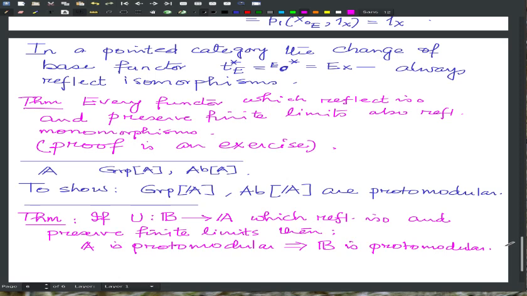So in particular, if you have a functor which is reflecting isomorphism and has a left adjoint, okay, then protomodularity of this would then imply protomodularity of B, right? Okay.